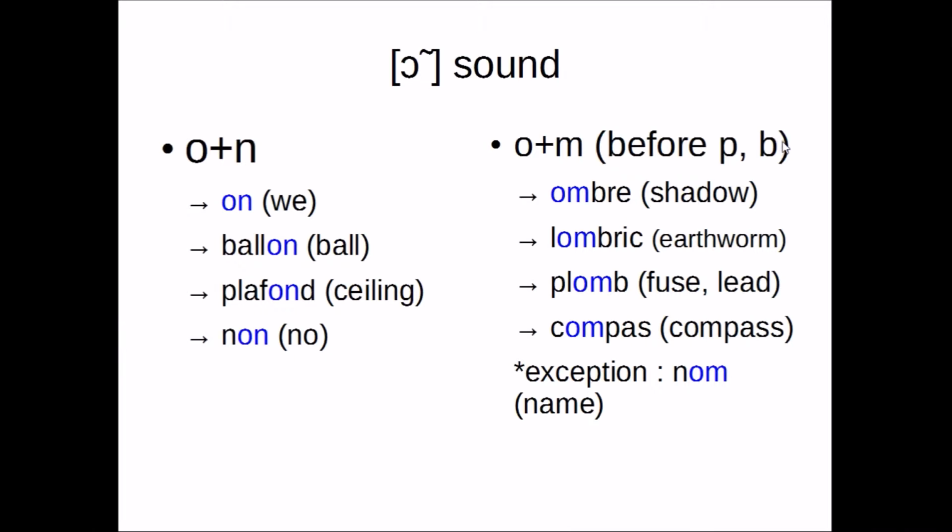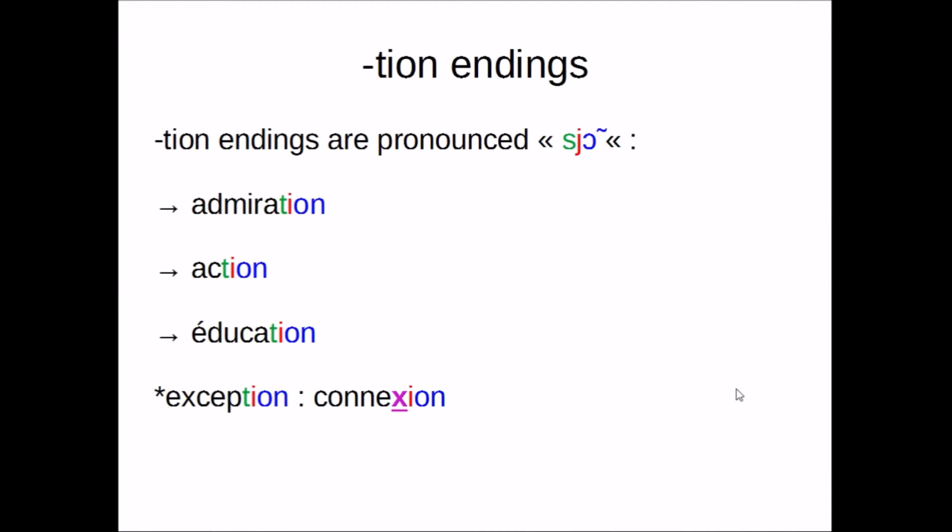If this sound is followed by a P or a B, it will be written OM, so ombre, lombric, plomb, so the M is silent but we still write OM, and compas, so it's the thing to make circles. There is an exception here because the word nom, which means name, like what's your name, it's written NOM. Yes, this is a particular case.